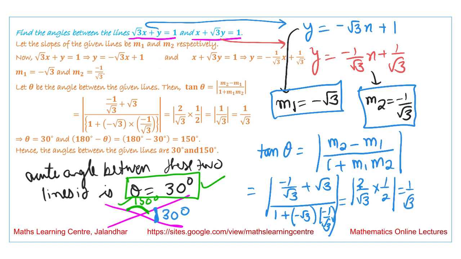So this thing is mentioned over here. We are saying theta is equal to 30 degrees or theta is equal to 150 degrees. Hence the angle between the two lines, we can say it is either 30 degrees or 150 degrees.